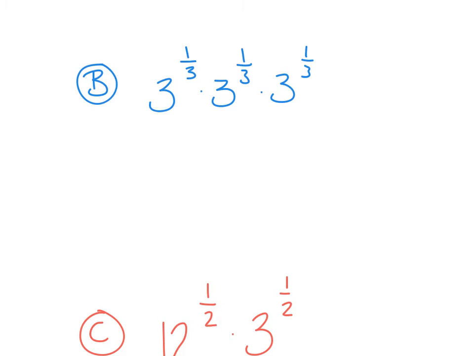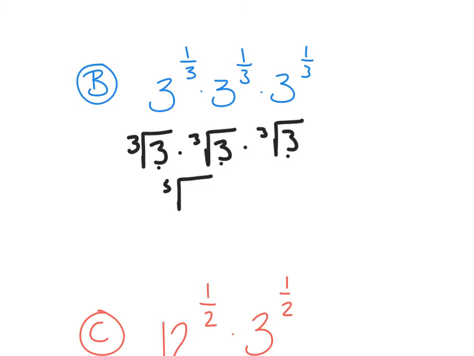B, 3 to the 1/3 times 3 to the 1/3 times 3 to the 1/3. Okay, so again, I could say this is the cubed root of 3 times the cubed root of 3 times the cubed root of 3. 3 times 3 is 9 times 3 is 27, so this is the cubed root of 27, which we know is just the number 3.